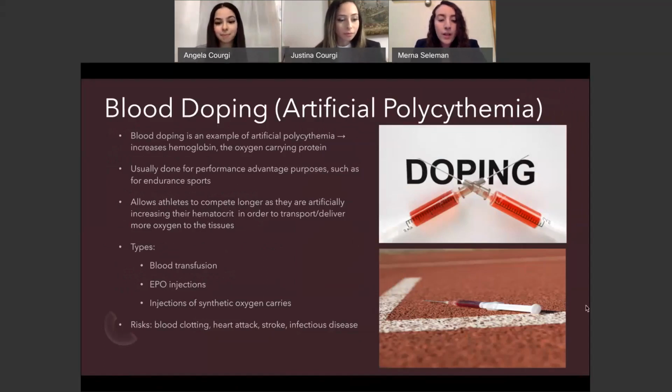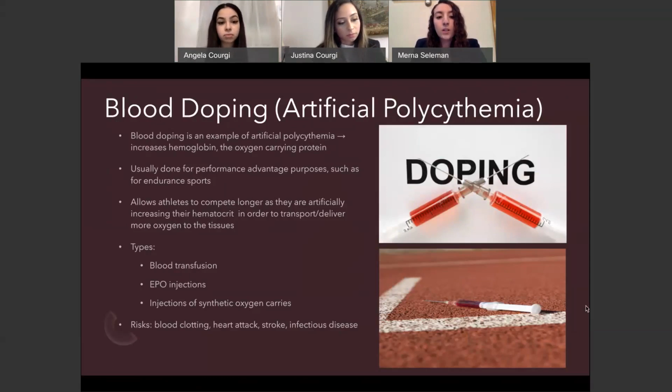So, what's the importance of talking about the hematocrit of polycythemia? The answer is blood doping. Blood doping is an example of artificial polycythemia, which increases the amount of hemoglobin, the oxygen-carrying protein, in the bloodstream. People who blood dope usually do so in attempts to gain a performance advantage. They are essentially trying to make sure that they can compete for longer, especially in endurance sports like cycling, where oxygen-carrying capacity and the blood's ability to deliver oxygen to the tissues becomes a really critical component. Ultimately, when people are blood doping, they artificially increase their hematocrit so that they have more oxygen-carrying capacity, trying to become artificially polycythemic. As a result, they will be able to transport and deliver more oxygen to the tissues.